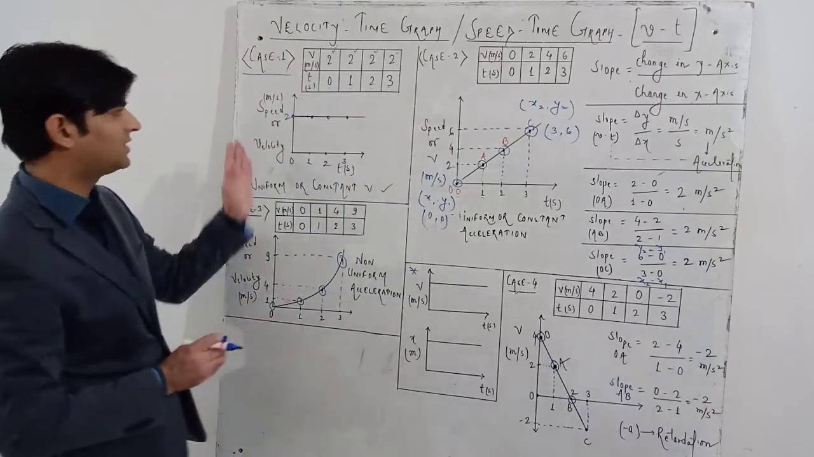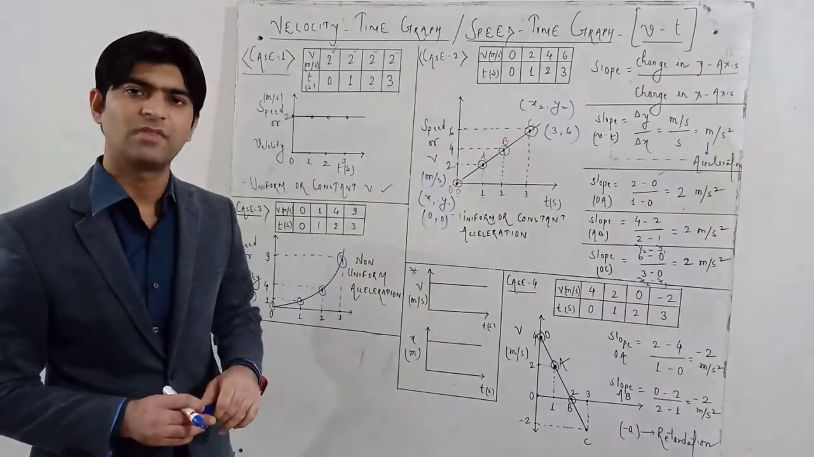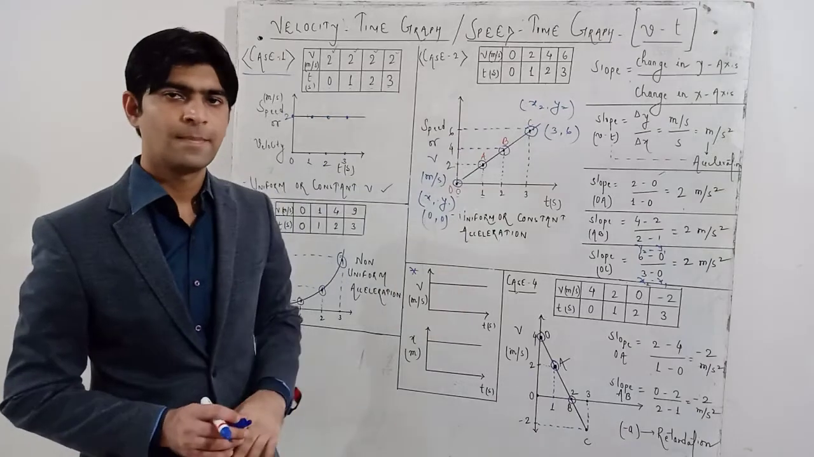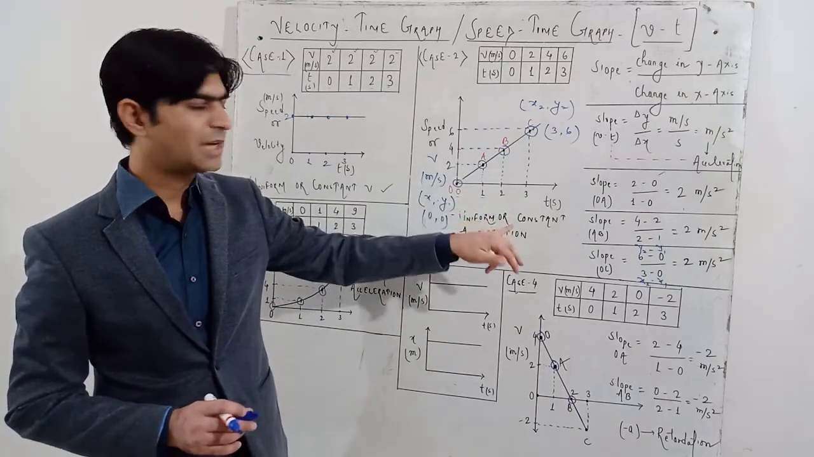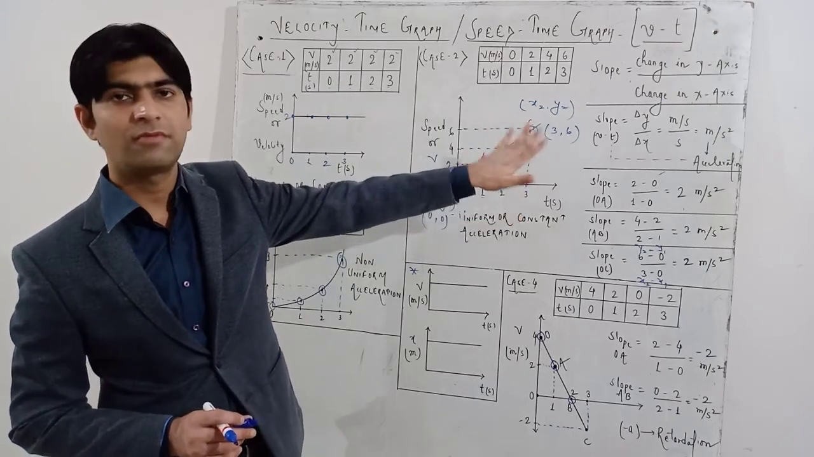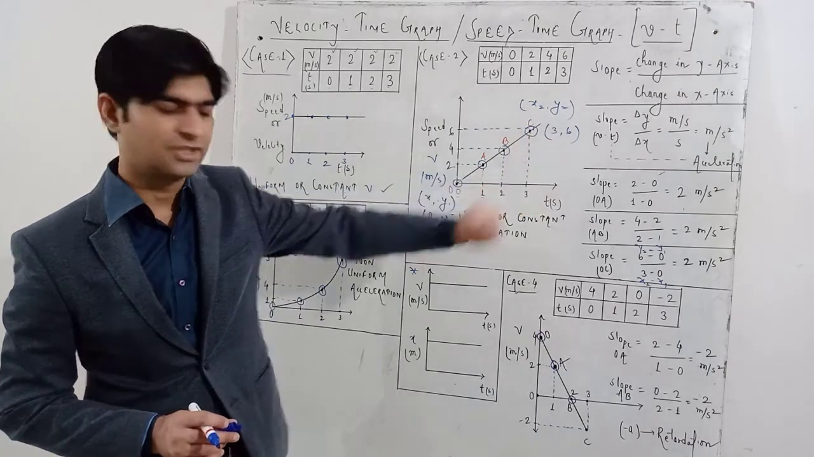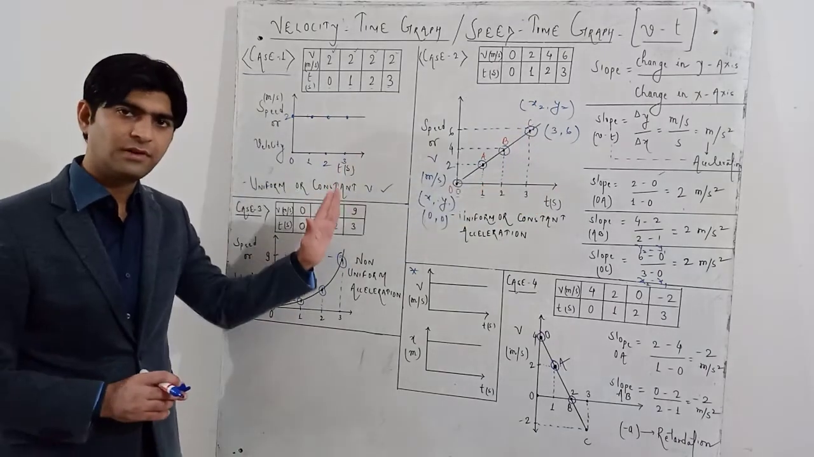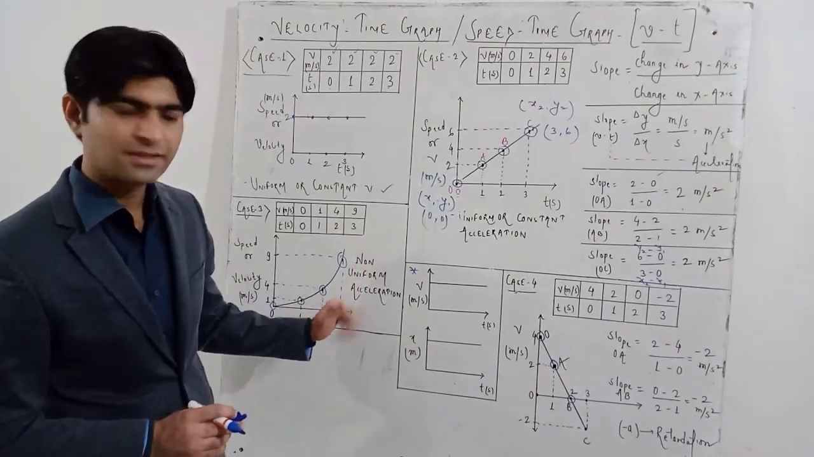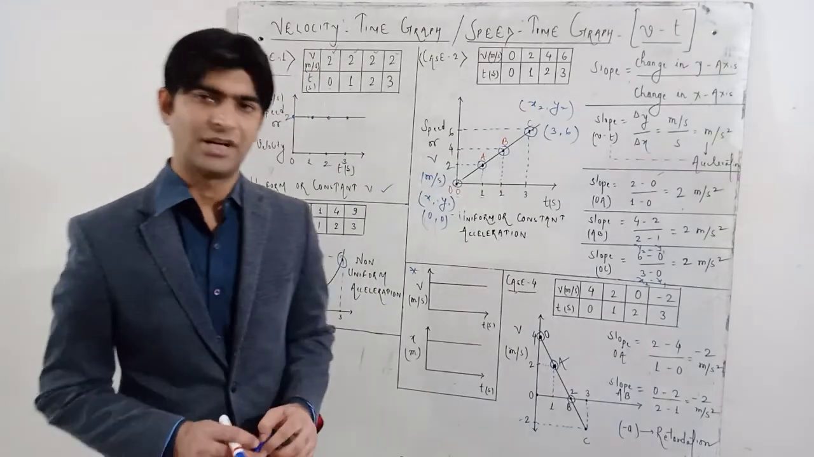In the first case, if you get a straight line parallel to the time axis, that means it is the case of uniform velocity or constant velocity graph. If you get a straight line inclined at some angle with respect to time axis, that means it is uniform acceleration or constant acceleration. The slope of a velocity time graph or a speed time graph gives acceleration. If you get a curved graph, it means a non-uniform acceleration. If you get a decreasing straight line, that means it is a uniform retardation.